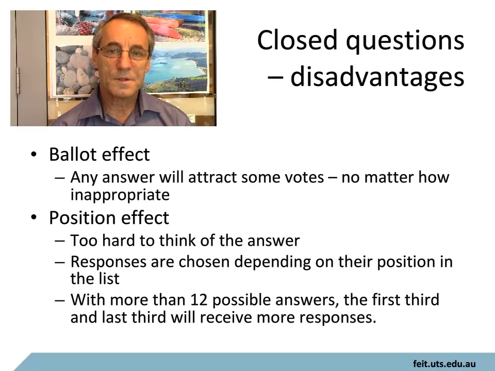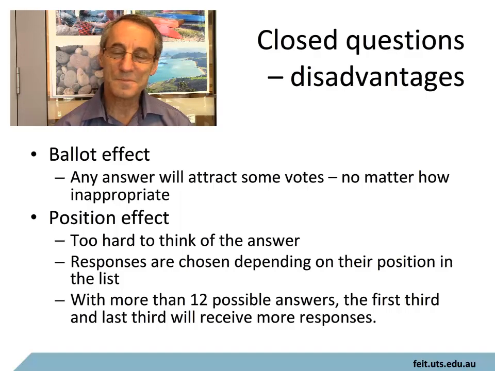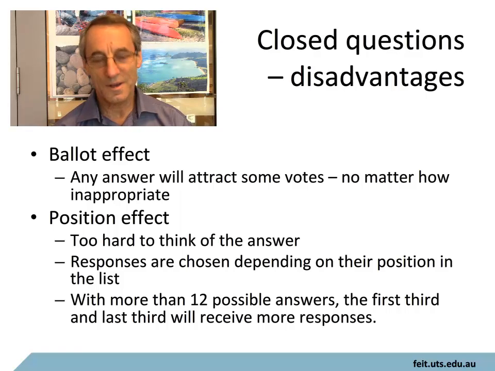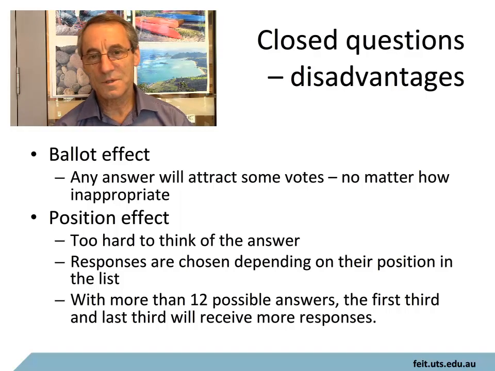Closed questions. The disadvantages first: you get the ballot effect, which is that any answer will attract some votes, no matter how inappropriate. In any election, any candidate will get some votes. The position effect is when it's just too hard to think of what the answer is. So people pick either the first one, the last one, or the one in the middle, or put them down in the donkey vote, 1, 2, 3, 4, 5, something like that. So responses are chosen depending on their position in the list.